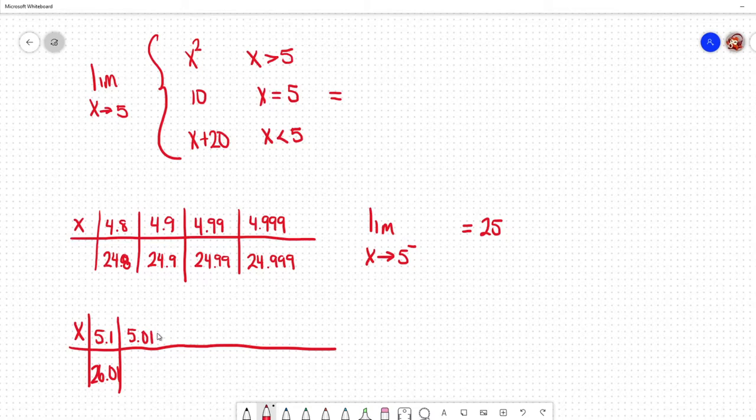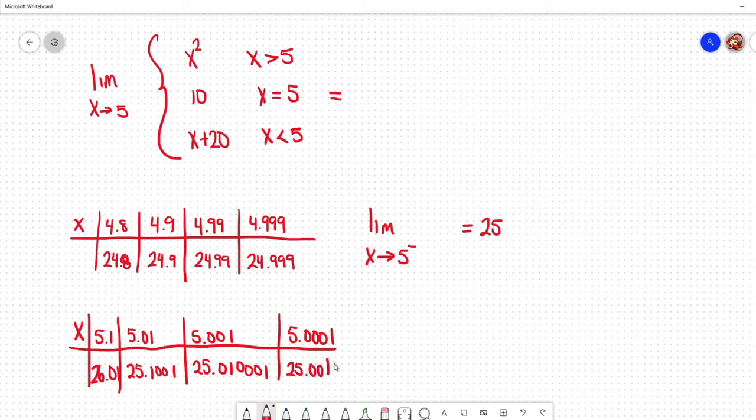So I'm going to say 5.01, and I'm squaring that, and I get 25.1001. Keep getting closer, and now I get 25.010001. And again, just to really hammer the point home, I'm going to plug it in even closer, and we get 25.00100001.